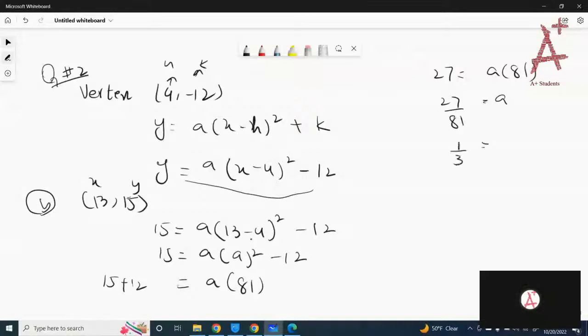27 times 1 is 27, and 27 times 3 is 81. That means the value of a equals 1 by 3. Got it?